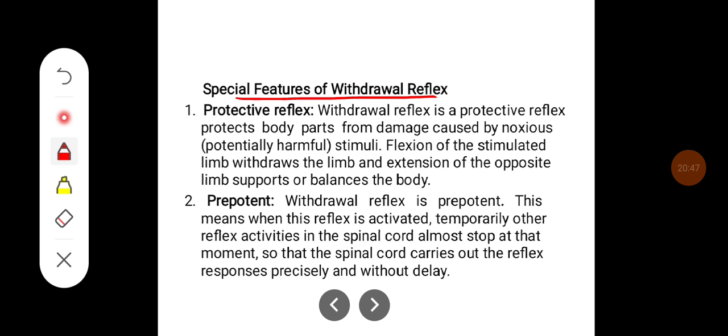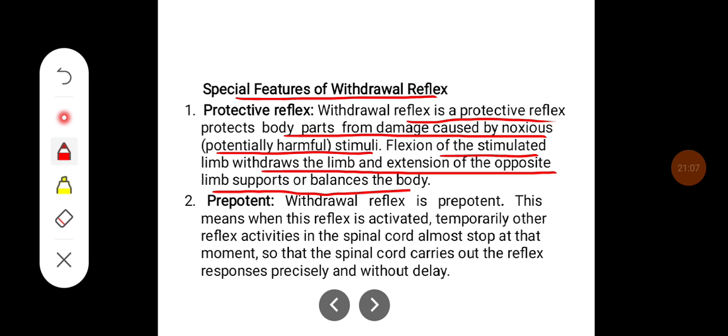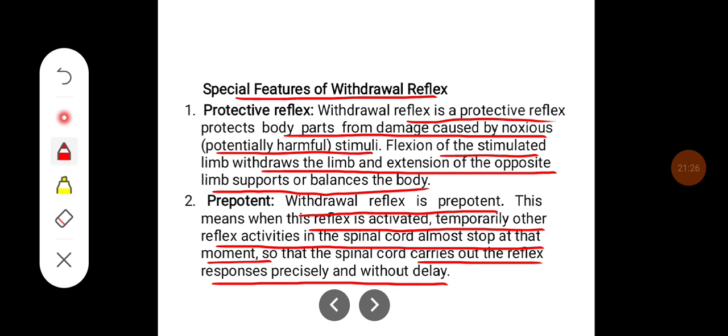Some of the special features of the withdrawal reflex. They are protective reflexes. The withdrawal reflex is a protective reflex and protects the body parts from the damage caused by noxious stimuli. Flexion of the stimulated limb withdraws the limb, and the extension of the opposite limb supports or balances the body. The withdrawal reflex is prepotent. This means when this reflex is activated, temporarily the other reflex activities in the spinal cord almost stop at the moment, so that the spinal cord carries out the reflex responses precisely and without delay.